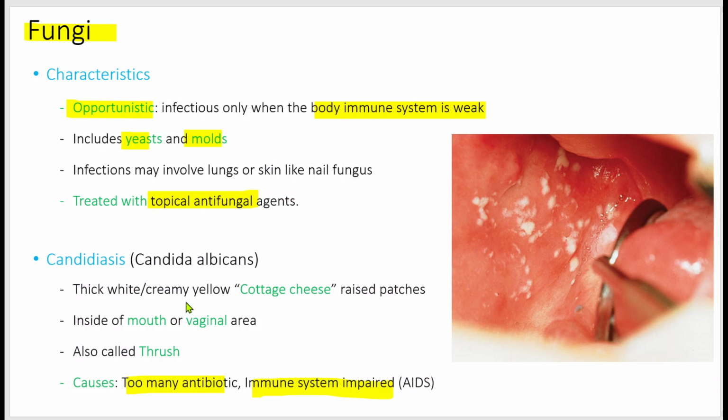One of the things that we can see in the oral cavity is candidiasis, which is caused by Candida albicans. This is how it looks: white to creamy yellowish, cottage cheese-looking, raised patches. It can be in the mouth or the vaginal areas, and it's also called thrush.